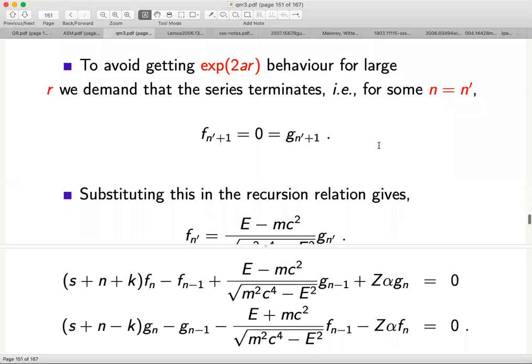Now this is what Kaustuv was talking about, that if we want to avoid this behavior, then we would say that the series terminates and then you basically have a polynomial solution. So there exists some n prime such that f_n prime.